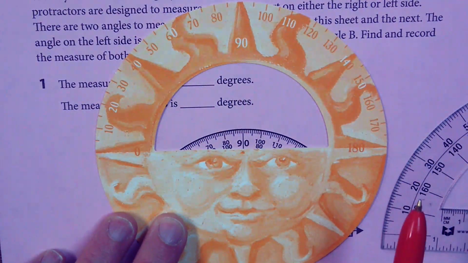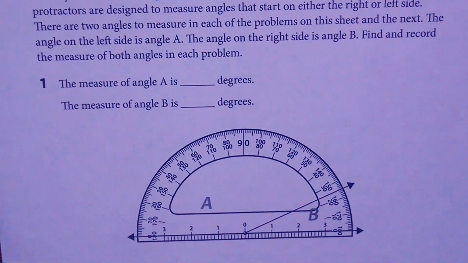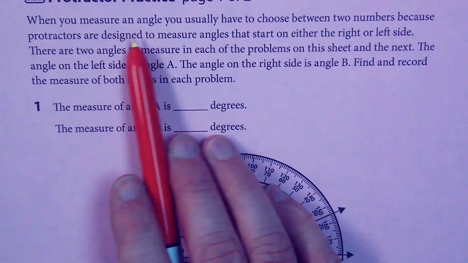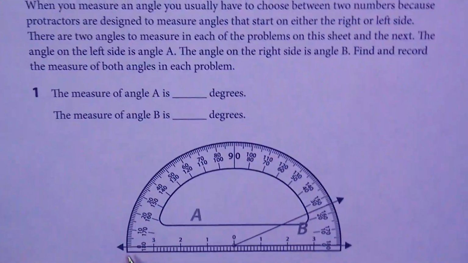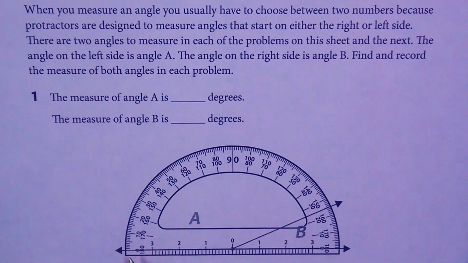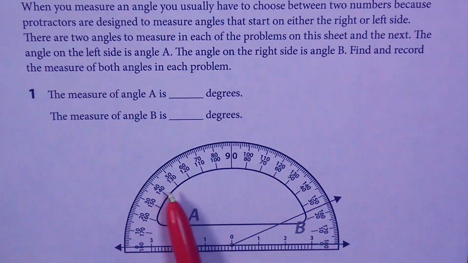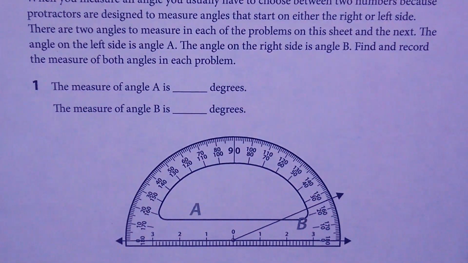I've got the measures of the angles on it, but here's the issue. It says, when you measure an angle, you usually have to choose between two numbers because protractors are designed to measure angles that start on the right or start on the left. There are two angles to measure in each of the problems on this sheet and the next. The angle on the left is angle A, the angle on the right is angle B. Find and record the measure of both angles in each problem.